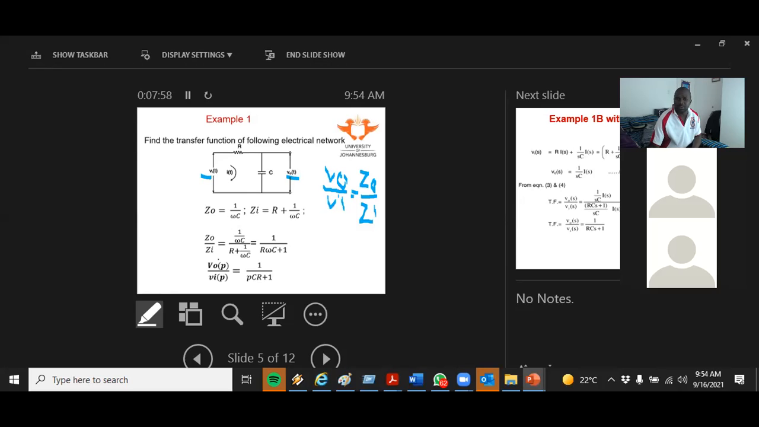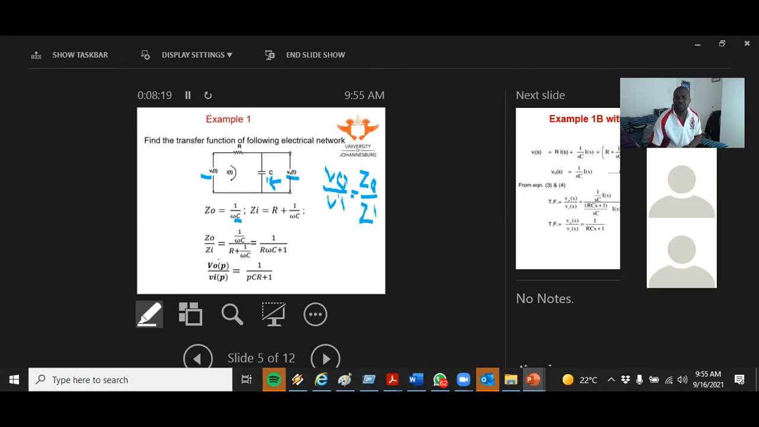Now, what we need to do is to calculate Z out. Write a formula for Z out. Where is the output? It's taken across the cap. So this output is seeing the impedance of that cap. Then from there, we take a reciprocal of C multiplied by omega. That will be Z out.